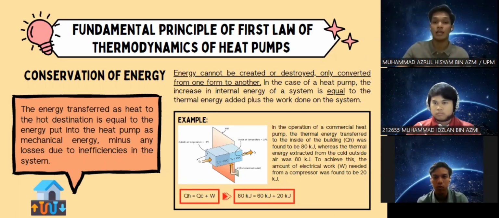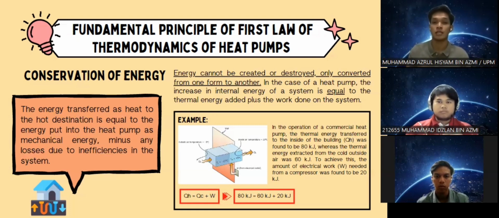Okay, let's see the example in the slide. In the operation of a commercial heat pump, the energy transferred to the inside of the building QH was found to be 80 kilojoule, whereas the thermal energy extracted from the cold outside air was 60 kilojoule. To achieve this, the amount of electrical work W needed from a compressor was found to be 20 kilojoule.